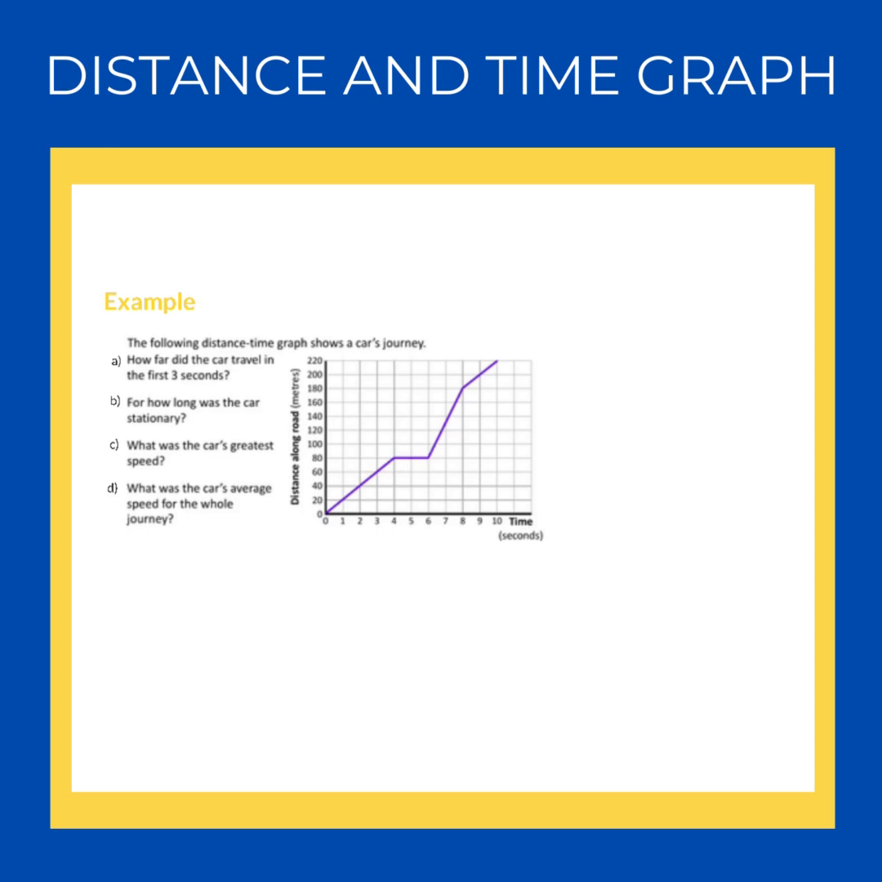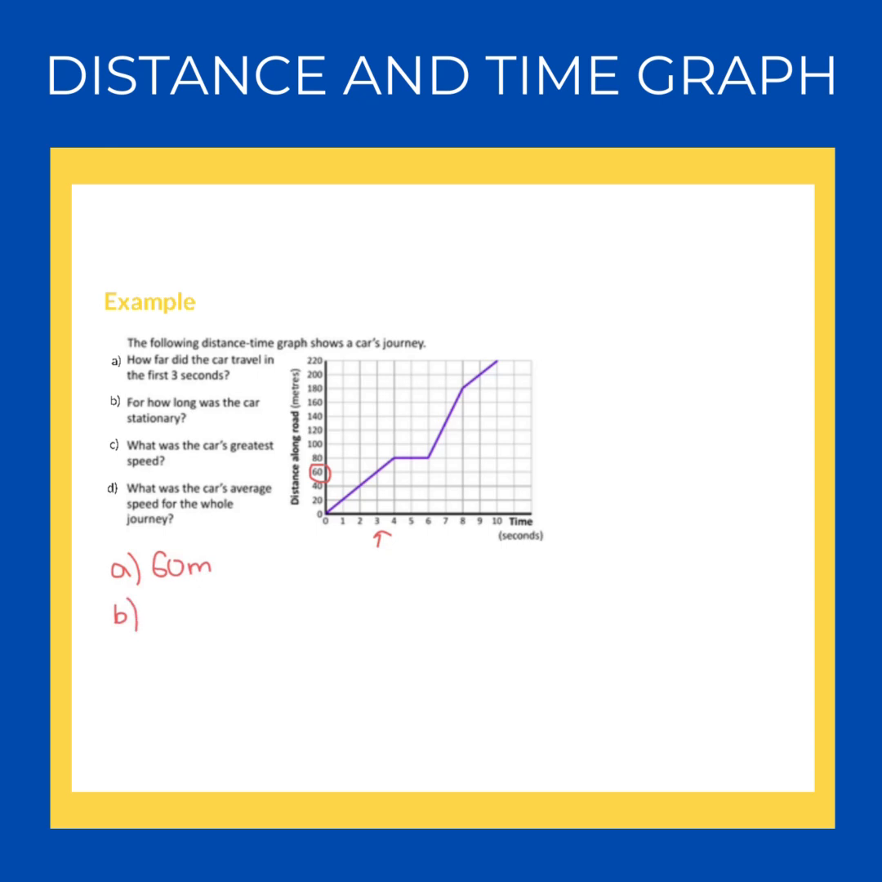Now, in this example, I'm given a distance time graph that shows a car's journey, and I want to find in part A how far did the car travel in the first 3 seconds. So in the first 3 seconds, so here is 3 seconds. At 3 seconds, the car traveled 60 meters. So the answer to part A is 60 meters.